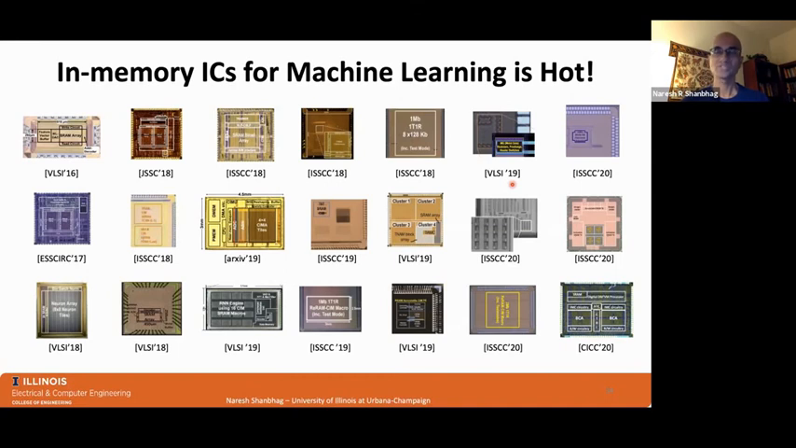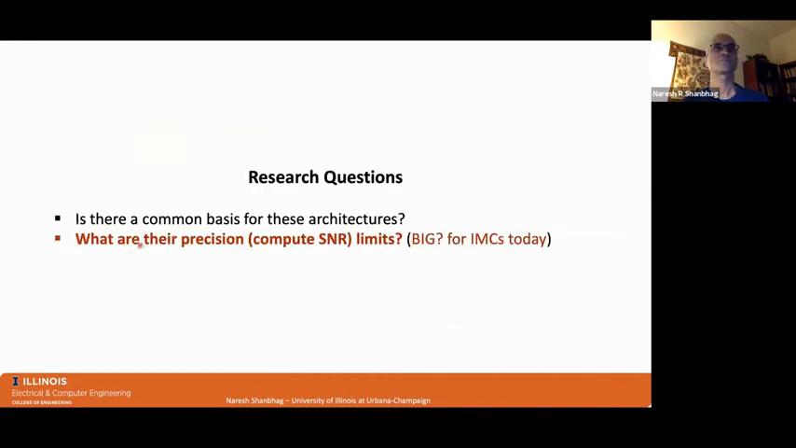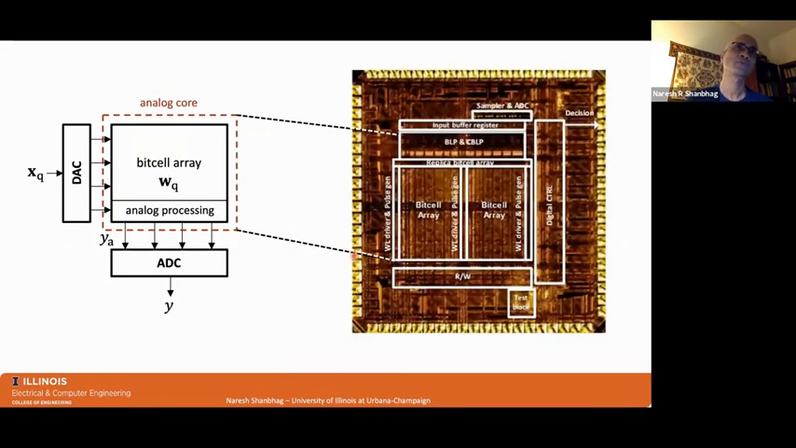But this big question no one has really been able to answer is, what are the precision limits? Meaning, when I compute in analog, I get energy and latency benefits, but can I compute accurately? And what are the limits? What limits the computational accuracy? We try to answer this question in our work, since we have a good understanding of what the precision requirements are. So we bring that knowledge to the problem of in-memory computing.